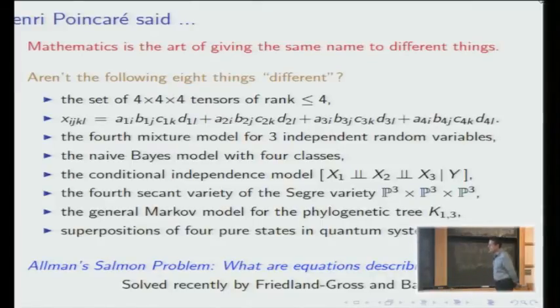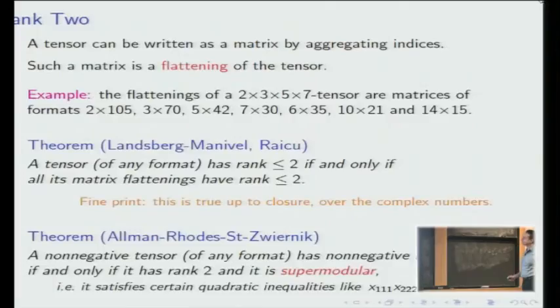Now, I think the first batch of salmon was shipped out. So this was solved set theoretically in 2 papers by Friedland and Gross and Bates and Oeding. So the ideal theoretic, the scheme theoretic version is still open, but we know equations that cut out the set. But before we get to rank 4, let's get to rank 2. So 2 is the cardinality of the set pyrimidines and purines. So let's talk about the rank 2 tensors.